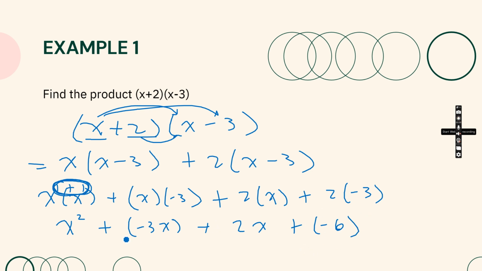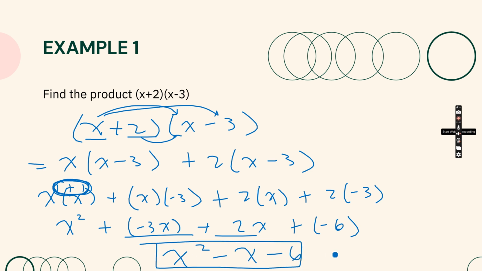From here, we can still combine some like terms. For example, negative 3x plus 2x, we can add these together. Negative 3 plus 2 gives you negative 1. So your final answer should look something like x squared minus x minus 6. Which is okay. I think this question wasn't too bad.